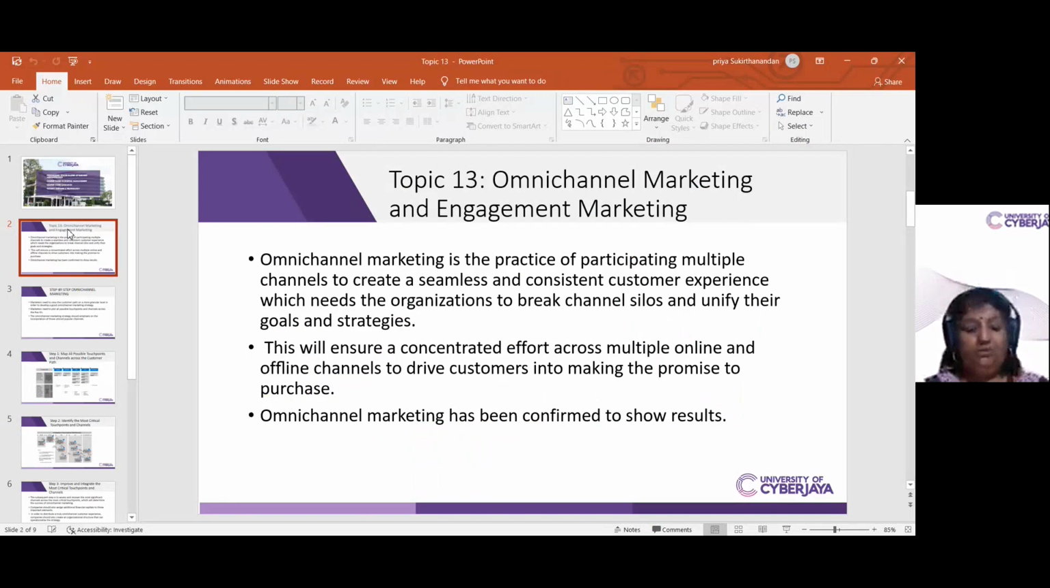When we talk about omnichannel, basically omnichannel marketing is the practice of participating in multiple channels to create what we call a very seamless and consistent customer experience, so that organizations can break away from their silos and unify their goals and strategies instead of thinking from the perspective of different compartments. You look at it as a whole.